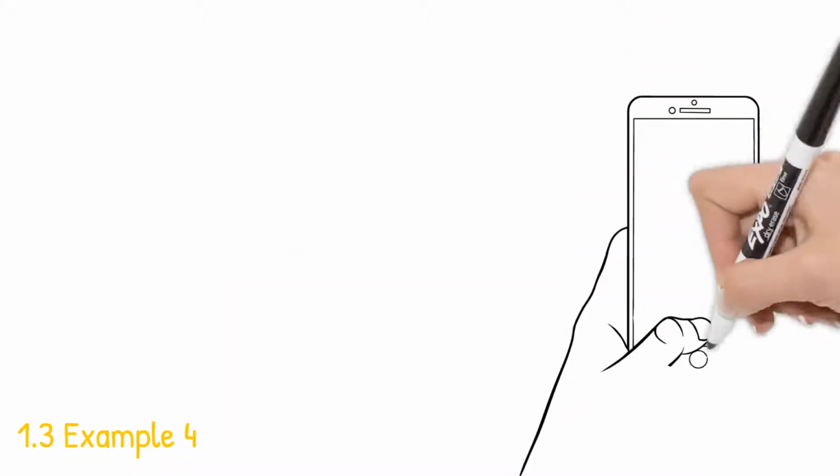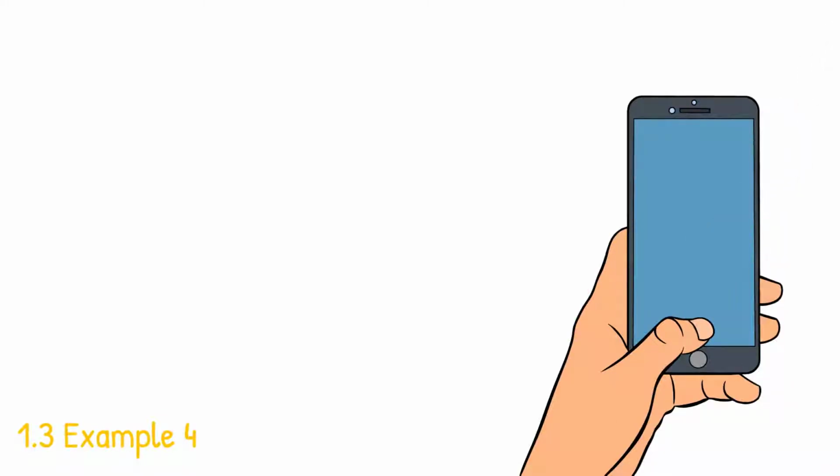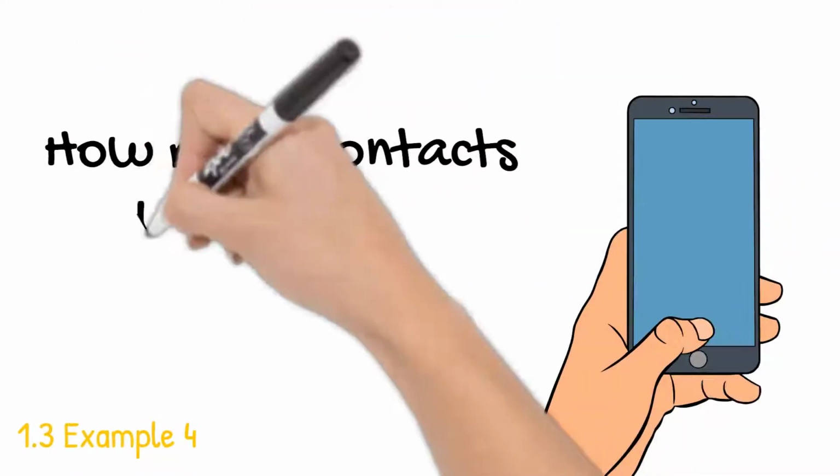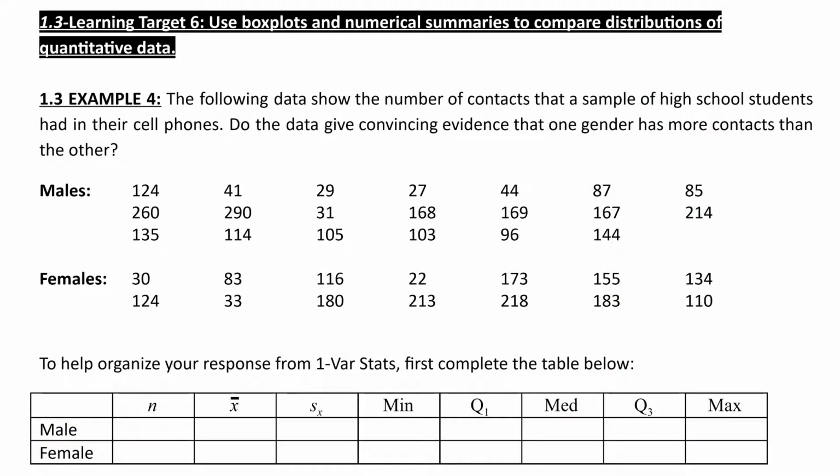So let's jump into example 4. The following data show the number of contacts a sample of high school students had in their cell phones. Do the data give convincing evidence that one gender has more contacts than the other? So the big question we want to answer is that last one. Do the data give convincing evidence that one gender has more contacts than the other?